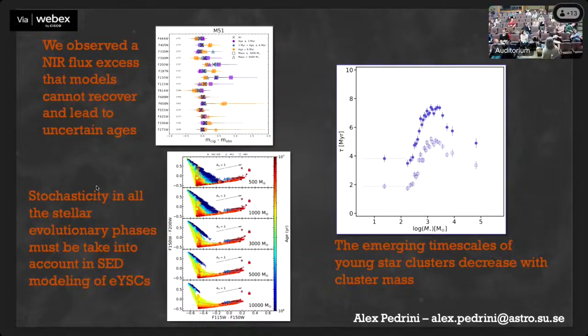Kiana: For the overabundance of the modeled H alpha, are these emerging clusters? How many of them have optical anything?